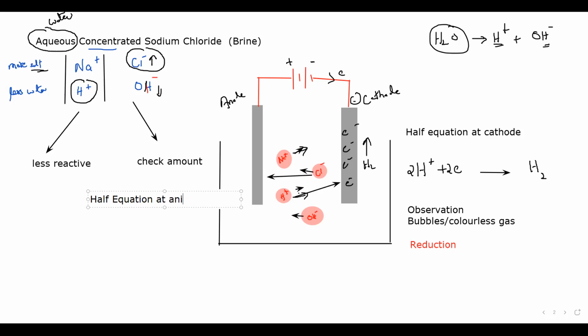At the anode, the half equation: the chloride ions are attracted towards the anode. When there is one chloride ion, it will lose one electron and turn into a chlorine atom. But when two chloride ions are there, they will lose two electrons and turn into a chlorine molecule. Whenever a chlorine molecule is formed, chlorine is a gas. So what is the observation? We'll see a yellowish green gas.